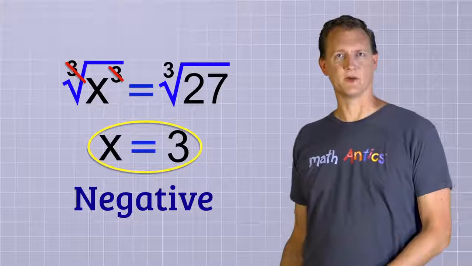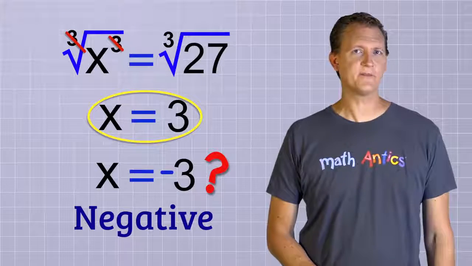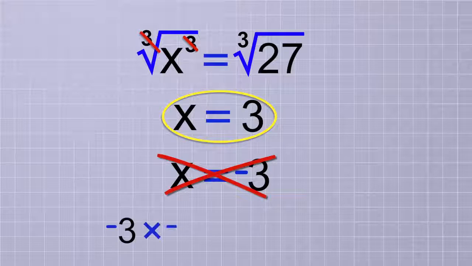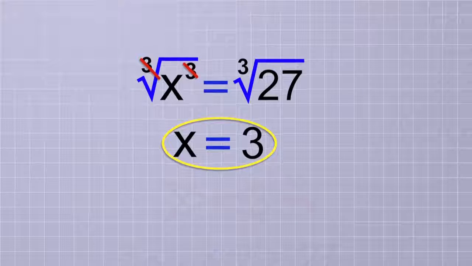But what about negative numbers? Is x equals negative 3 also a valid solution to this equation? Nope, and here's why. If you multiply negative 3 times negative 3 times negative 3, the answer would be negative 27, not 27. So the cube root of 27 is 3, but not negative 3. In this case, there's only one solution.